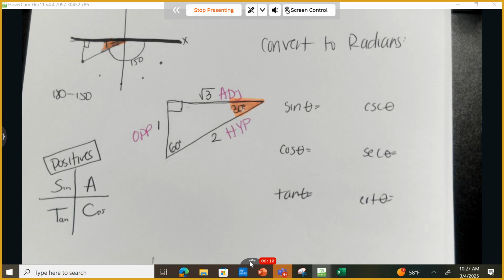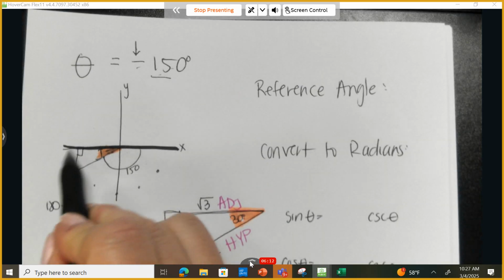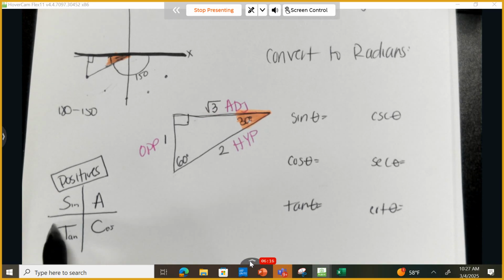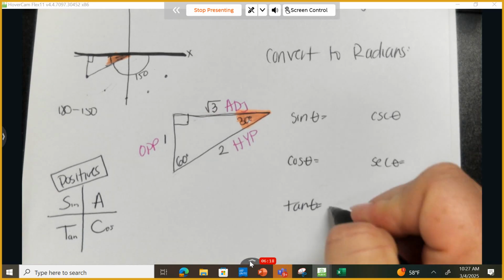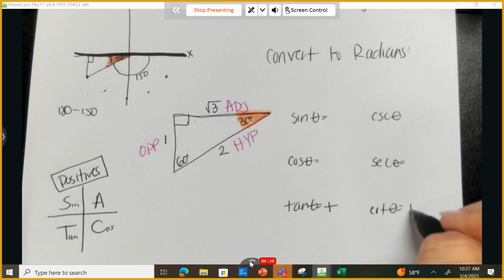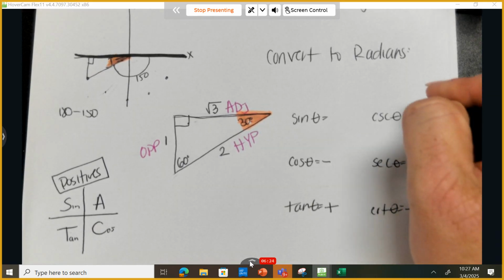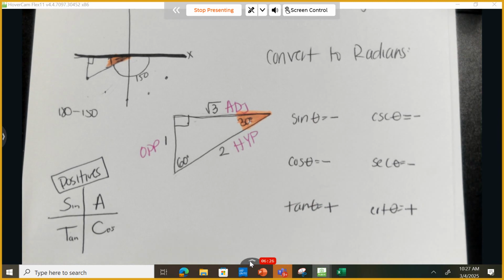Are you ready? So the first thing I do is I ask myself, where did we land? We landed in quadrant 3. In quadrant 3, tangent is positive and its reciprocal. So I come over here, I put a plus sign and a plus sign. And everything else gets a minus. Now sometimes students ask me, where does a minus go? As long as there's one minus, that's all that matters.